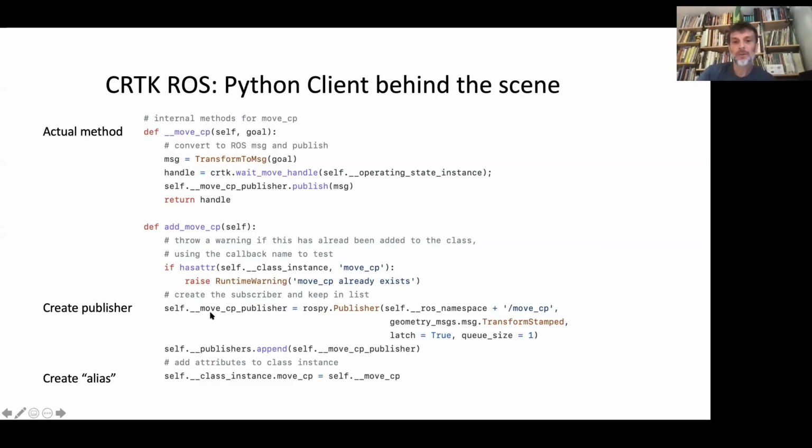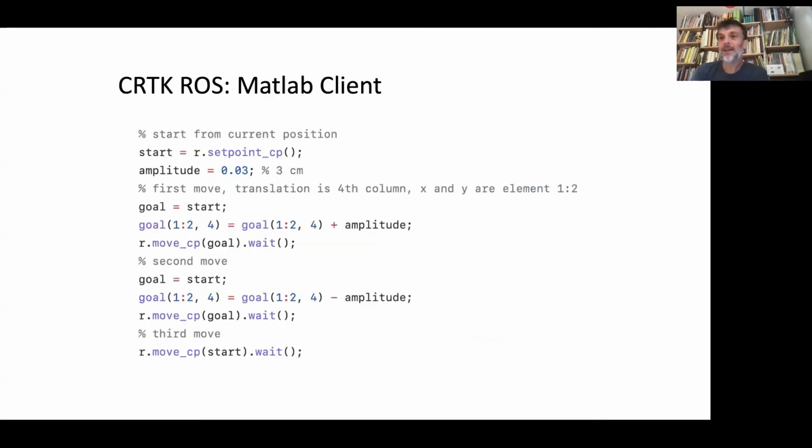When you do an add move CP, there's a quick check to make sure you haven't done it already, the first 2 lines here. And then you create the publisher here that says, I'm going to publish to this move CP there. And we play this little trick here, which is you can now create a link in Python in your class. So when you call, see this little .move CP here, it really calls the utility method __move CP. It's a way to kind of populate the interface dynamically in Python. It's cute for people who do Python. We have the exact same thing in MATLAB.